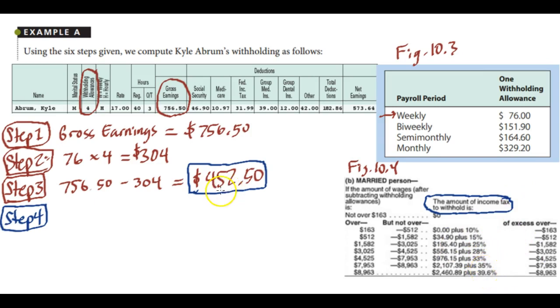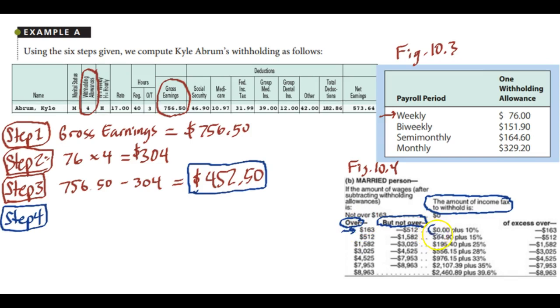So $452.50. We have to figure out what we're over, but not over. So in between two values. As you can see, I kind of covered that up. Okay, so notice that 452.50 is in between 163 and 512. So we're in this first row right here, 163 to 512.